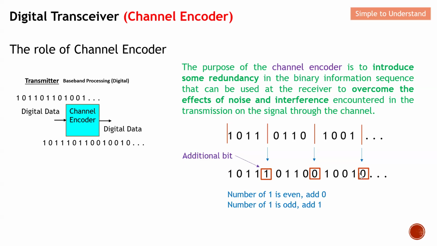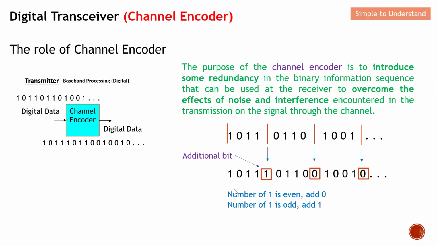Imagine this. If one of the bits gets corrupted, for example, this goes into 1. When I do a sum, it becomes even. So therefore, I know that there is some issue with this message. So this is the role of the channel encoder. First thing, they add a simple addition bit. The key idea when they add this addition bit is to counter any form of error.